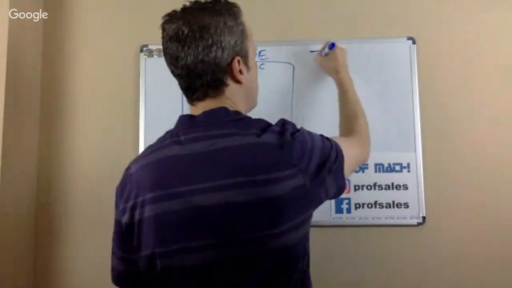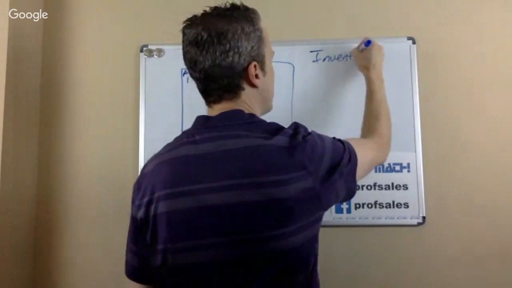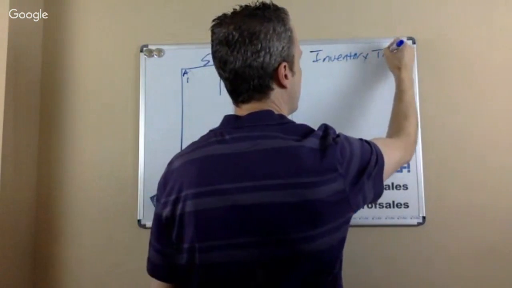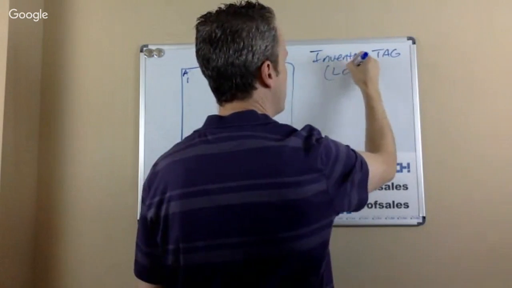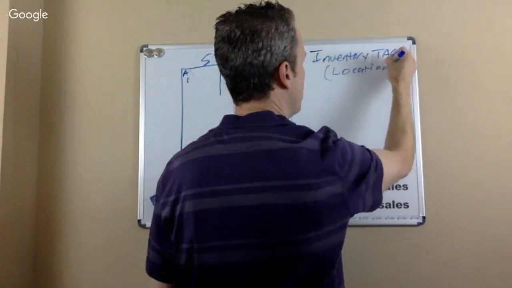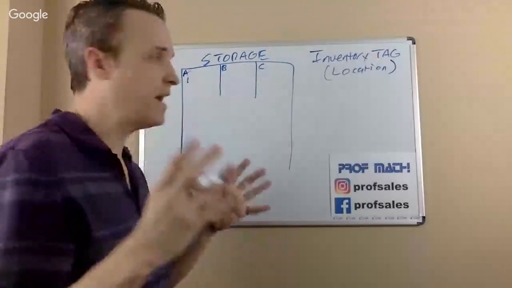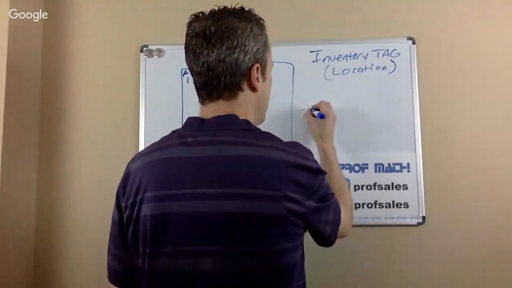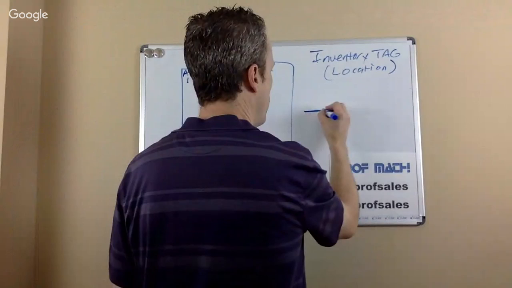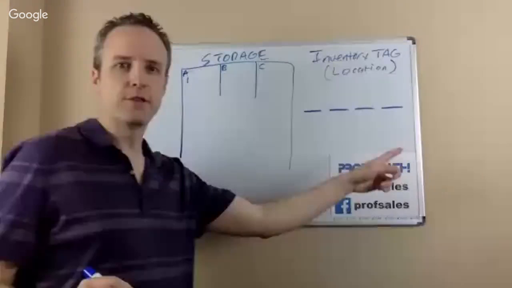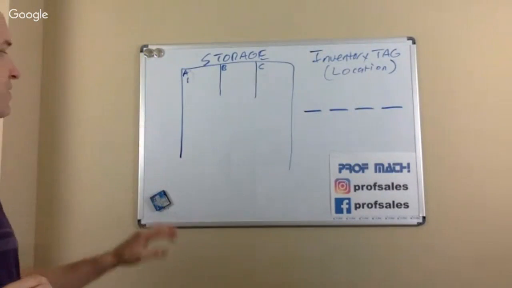So your inventory tag, which is the same thing as it just tells you the location. Like you might have a SKU number on your item, but then you've got somewhere on your tag where it is. We're going to say it has 4 parts to it, okay?